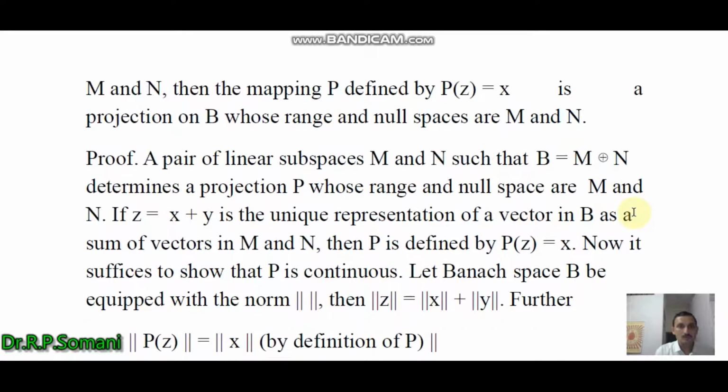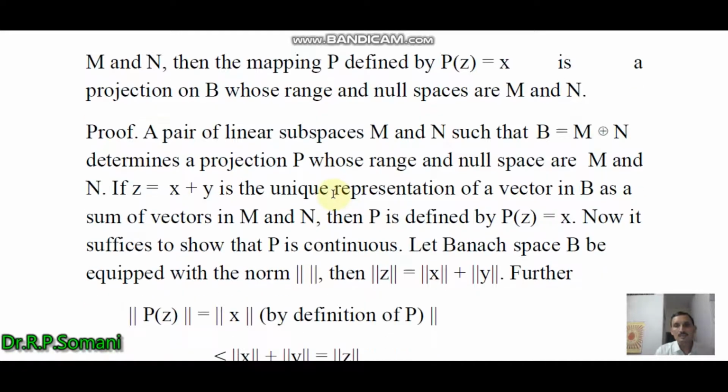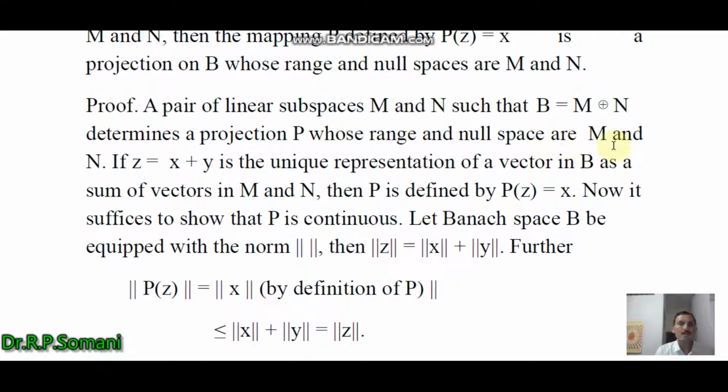So as we know, a pair of linear subspaces M and N such that B equals M plus N, a direct sum, determines a projection P whose range and null spaces are M and N. And if z equals x plus y is the unique representation of a vector in B as a sum of vectors in M and N, then we can define P as Pz equal to x, the first element of this x plus y.